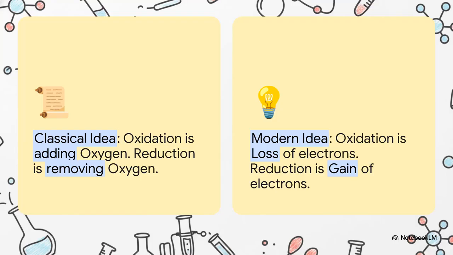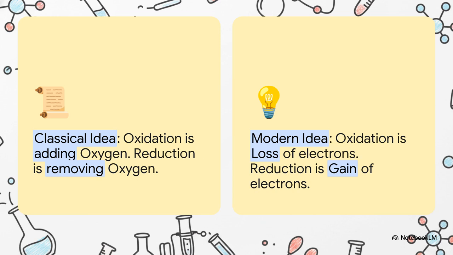So, originally, chemists thought it was all about oxygen. If you added oxygen to something, that was oxidation. Simple enough. But that definition was a bit limited. The real breakthrough came when we started thinking about electrons. And this is the part you absolutely need to remember. Oxidation is loss of electrons. Reduction is gain of electrons.